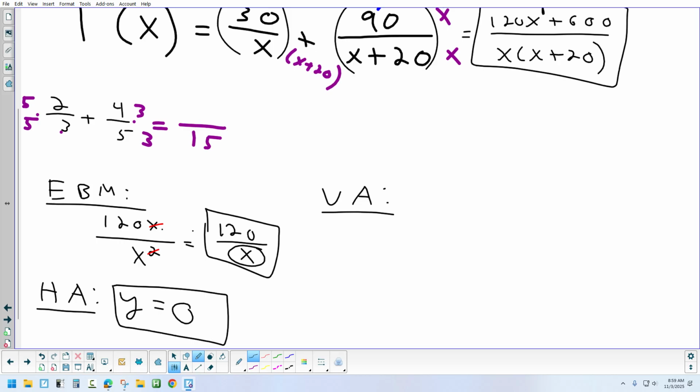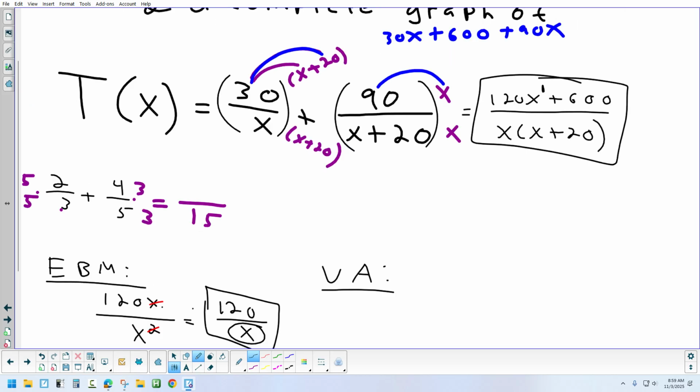Vertical asymptote. Okay, that's also an equation. And how does the vertical asymptote start? Is it y equals or x equals? Yeah, that's going to be x equals. And it's x equals whatever number would cause you to divide by 0.